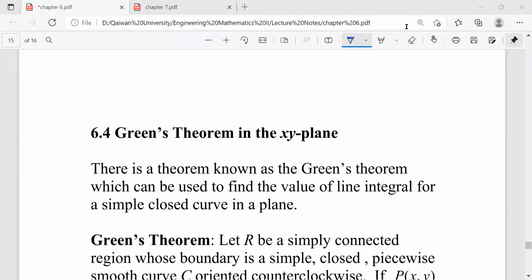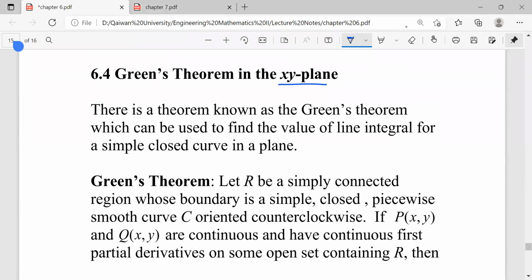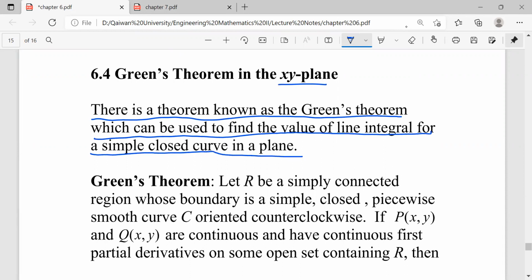We now have Green's theorem in the xy plane. There is a theorem known as Green's theorem, which can be used to find the value of a line integral for a simple closed curve in a plane. Here we use Green's theorem for finding the value of a line integral on a simple closed curve in a plane.